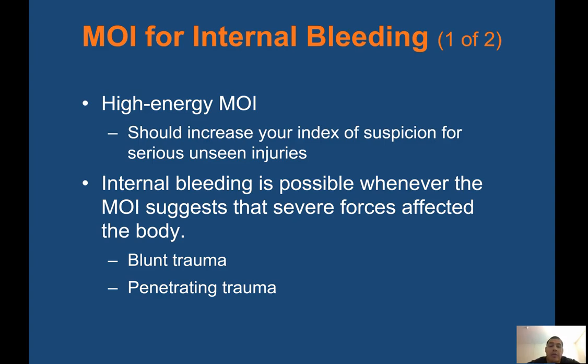So for internal bleeding, a high energy MOI should increase your index of suspicion for serious unseen injuries. This is why we do a physical assessment. That's why I keep telling you guys you have to do a physical assessment. You have to check underneath their clothes, cut their clothes off, see if there's any bruising. Internal bleeding is possible whenever the MOI suggests that severe forces affected the body: blunt trauma, penetrating trauma. So any kind of car accident, or any other mechanism with high trauma, you're going to check underneath the patient's skin. This is why we cut the patient's clothes off as well. We want to make sure there's no internal bleeding that we can't see.